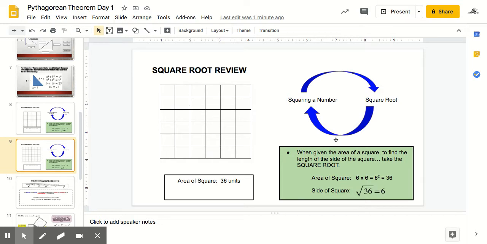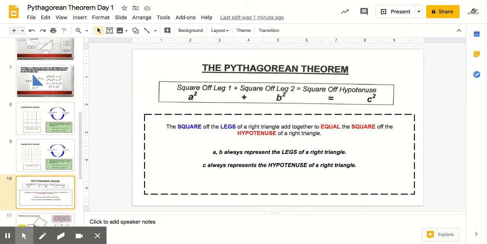Just another example. Let's say we have an area of a square that is 36 units. You want to find the length of the side of the square. You simply take the square root. Square root of 36 is 6. So the length of the sides of the square is equal to 6. Remember, guys, square root is just figuring out which two numbers are going to multiply to equal the number underneath the square root. Remember, they have to be the same two numbers. Okay, and also remember that squaring a number and square root are inverse operations of each other. They undo each other.